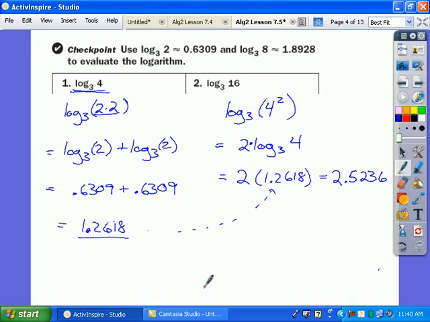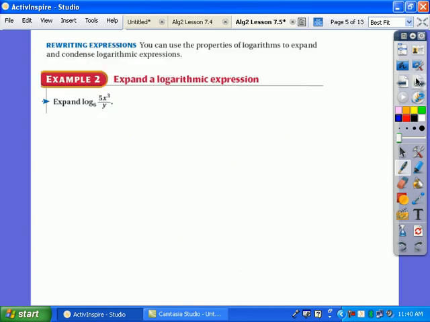So now we're looking to apply these properties, these rules, on a variable expression. Okay? It's the exact same properties, just now we're using variables to get there.